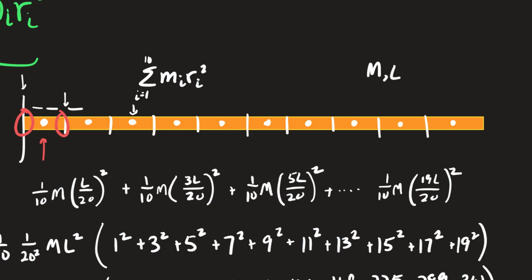If we want to get a more accurate portrayal of the moment of inertia, we should break this up into more pieces. Perhaps 20 pieces, or 100 pieces, or 1,000 pieces. And you guys in calculus understand that the role of calculus is to take this and break it up into an infinite number of pieces.